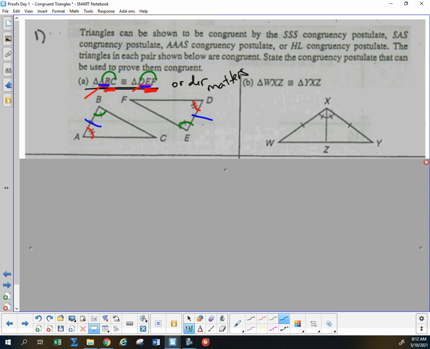So, what do we know? Do we know all three sides? Have we labeled all three sides on those triangles? Sarah, can you tell me which one we're going to use? What pattern does that match? Maybe BC and FE. Now, I'm out of SAS, SSS, AAS, or HL.